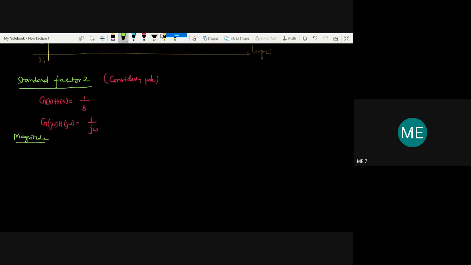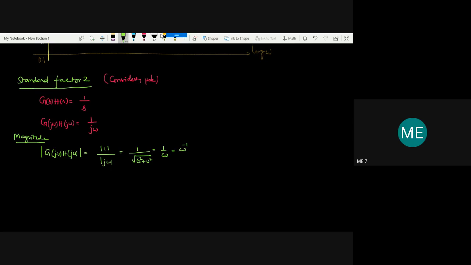That is mod of g of j omega h of j omega, which is equal to mod 1 divided by mod of j omega. Mod 1 is equal to 1, and for j omega, the real part is 0, so it is 0 plus j omega, root of 0 square plus omega square. So I'll be getting 1 by omega, or omega to the power of minus 1, in terms of omega.